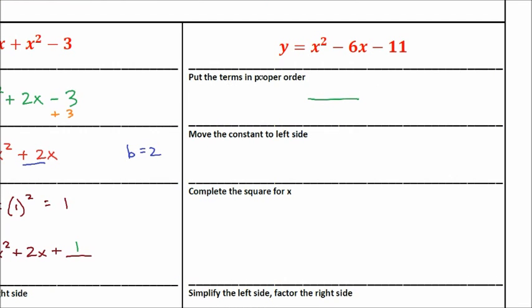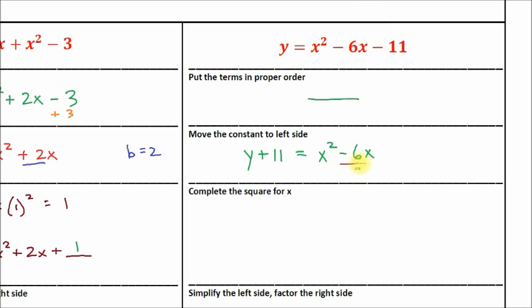Step number 1, put the terms in proper order. Step number 2, you're going to need to move the constant to the left side. When you do that, you're going to add 11 to both sides, and that means the beginning of this equation is going to be y plus 11 equals. And let me write this step for you. This one's not so difficult. So that's where you should have gotten. If you found your mistake at this point, correct it and then try to do it again. If you didn't make a mistake here, check the next steps as I go through.